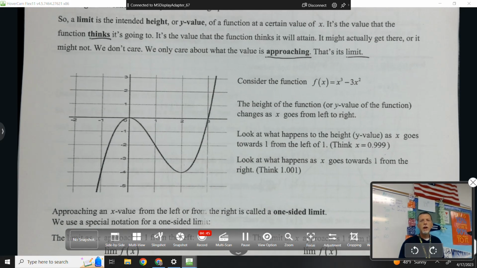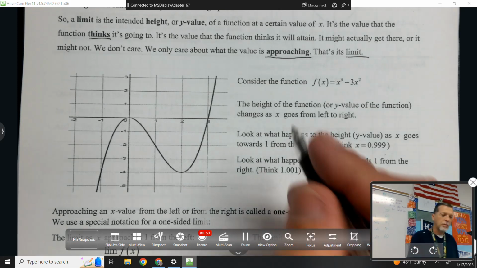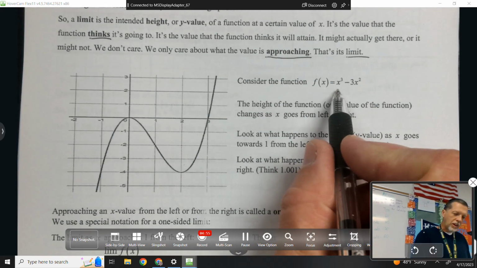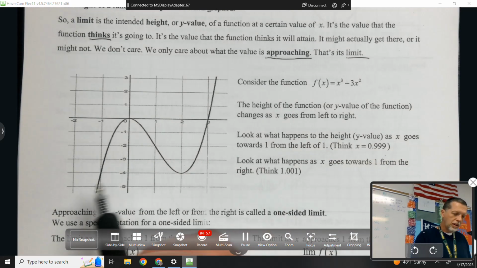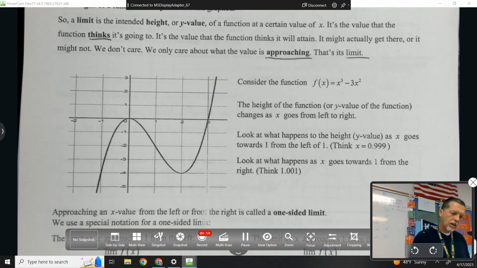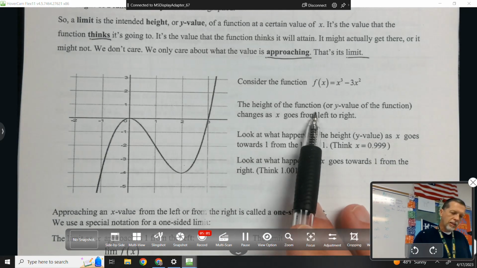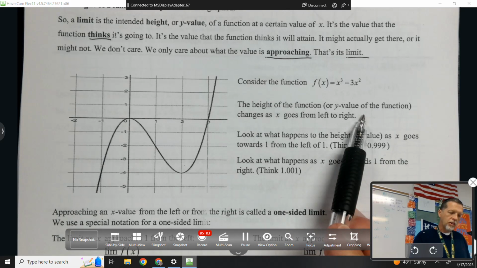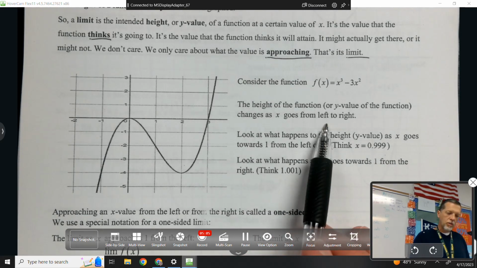Okay, so this is kind of weird, and it's going to be weird, especially on this first example, because it's actually going to get there. It's maybe more helpful when you look at a graph where it doesn't get there. Like, well, where was it headed? Where did it land? We'll see that in a minute. Consider the function x cubed minus 3x squared, graphed out for us there. The height of the function, same thing as the y value of the function, changes as x goes from left to right.